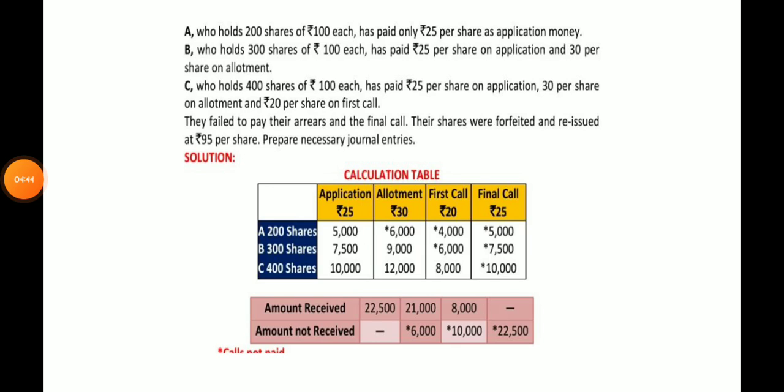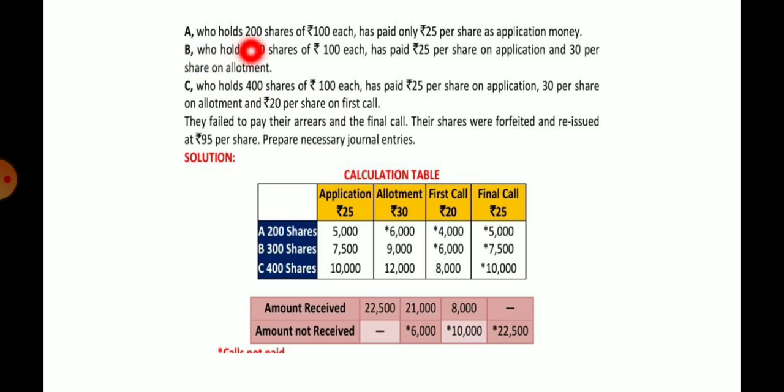Now we will do the question on forfeiture. Forfeiture is that condition when any shareholder does not pay the money called or due on allotment. Okay, so sometimes the company forfeits their shares, takes away their shares and seizes the amount which they paid. This is a question on forfeiture.